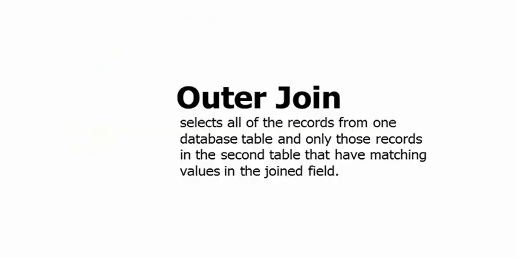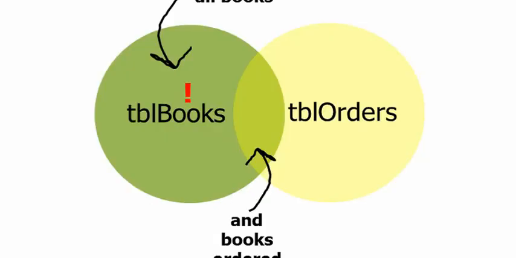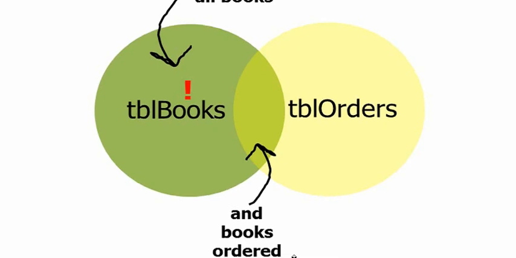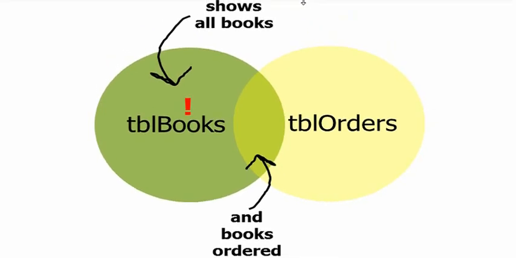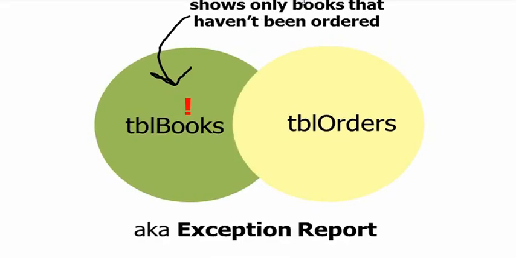An outer join, on the other hand, will select all of the records from one database table and only those records in the second table that are matching. So if we wanted to see all of the books alongside orders, we create an outer join displaying all records of the books. And then we could also have criteria to exclude any ordered books, thereby showing only the unordered records, or what we simply call an exception report.